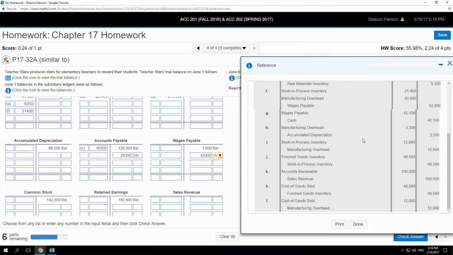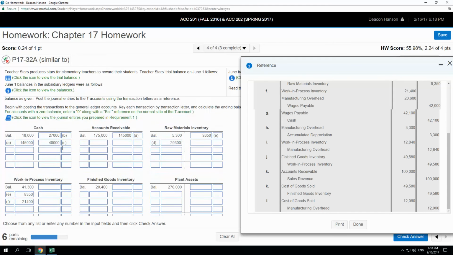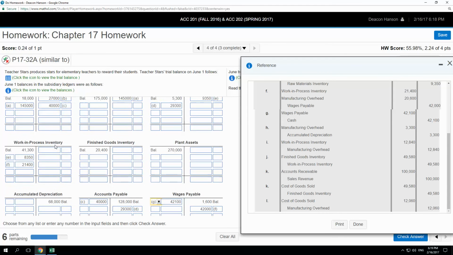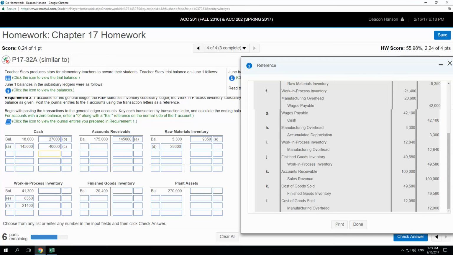Okay. G, it's just a debit to wages payable and a credit to cash of the same amount, 42,100.